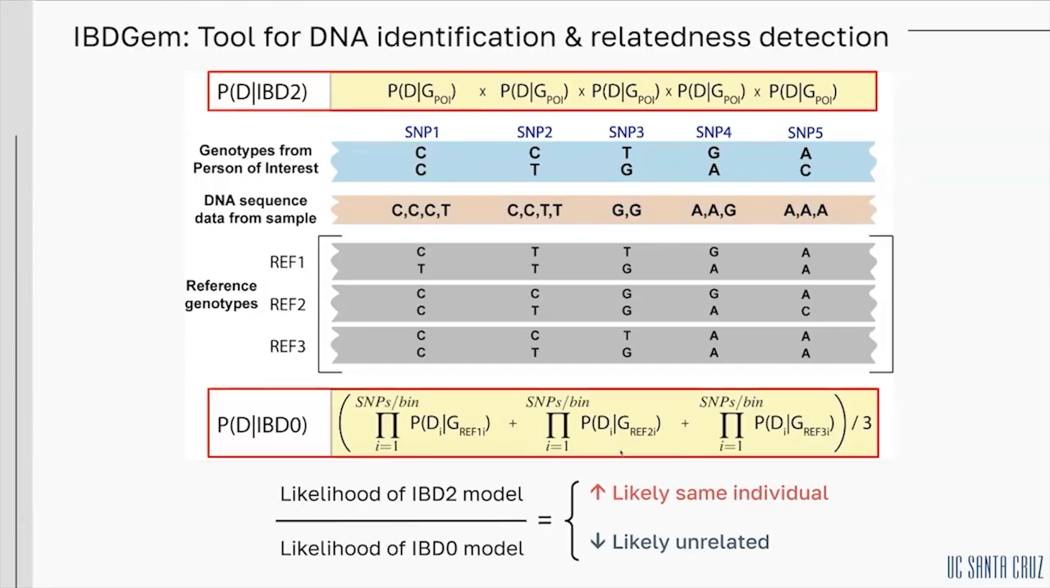We can aggregate these likelihood ratios over a genomic region, for example, taking the product of the ratios from SNP1 to SNP5 to increase the discriminatory power between the two models.